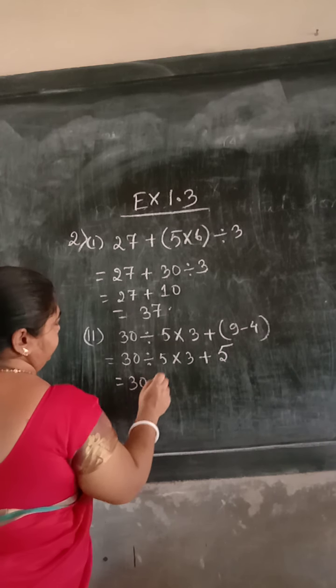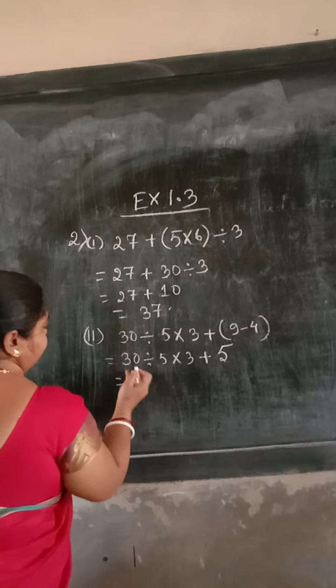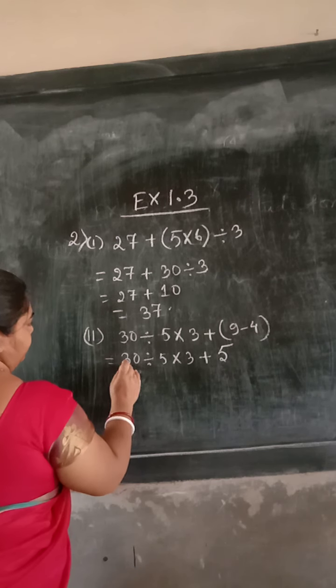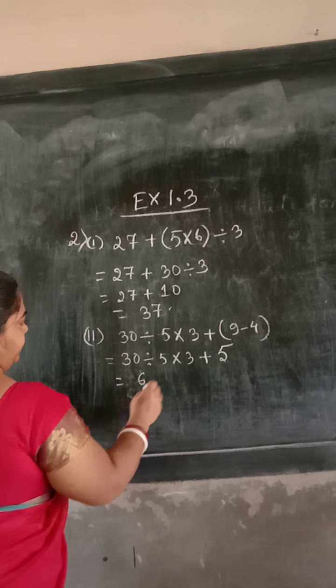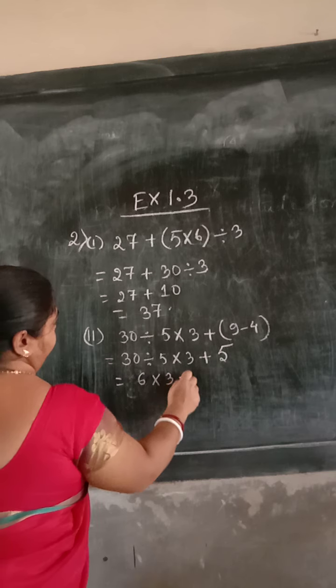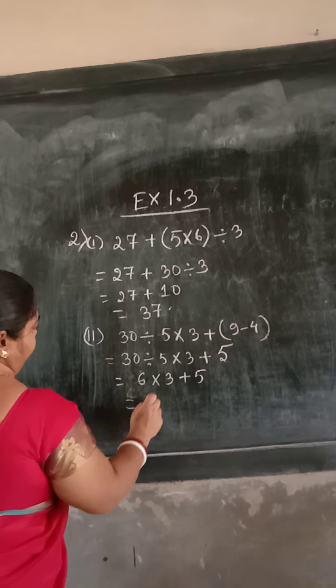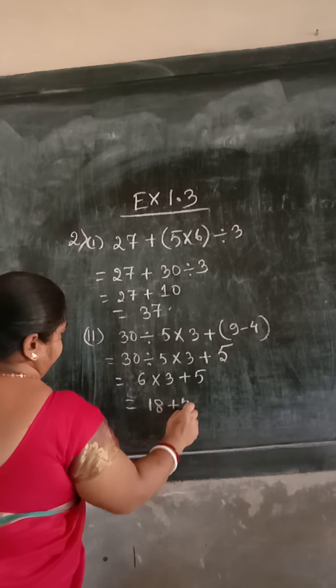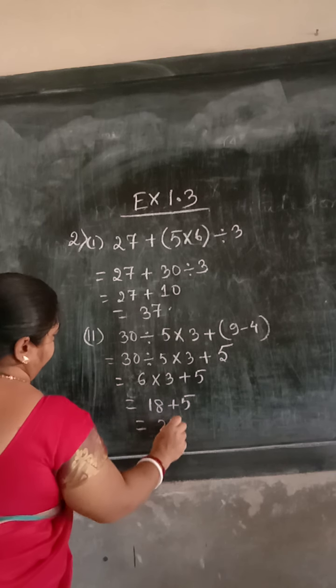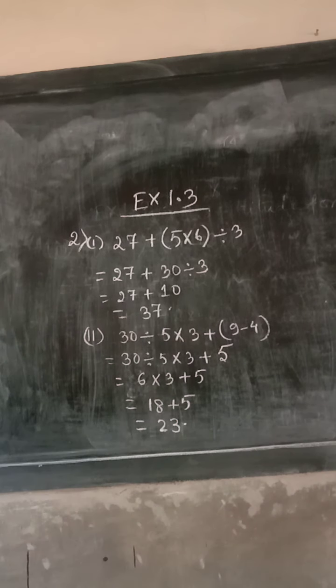Again 30 divided by 5. Next step we have to solve the division. 30 divided by 5, that is 6 into 3 plus 5, or 18 plus 5, 23 is the answer of question number 2.